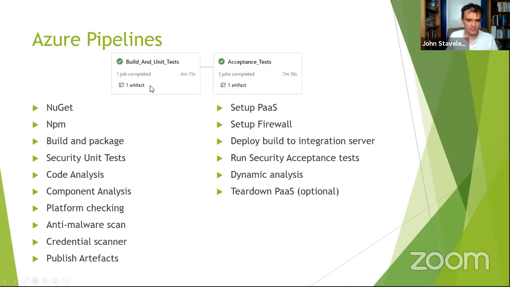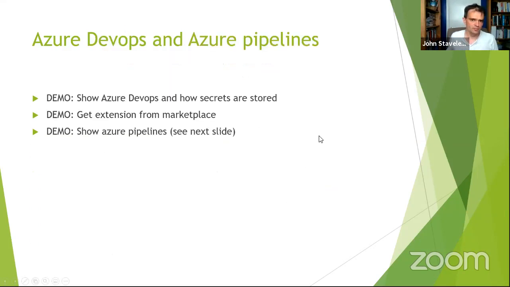So that's your fast feedback for the developer. And then you've got your slow feedback. So it deploys to Azure, it sets up your platform as a service, as we've seen, sets up the firewall using a load of PowerShell scripts, deploys the code to the integration server, runs the security acceptance tests, does a mini pen test using OWASP, and then if you need to, tears down all of that PaaS, so you're no longer paying for it. So, Azure DevOps, secrets and marketplace.